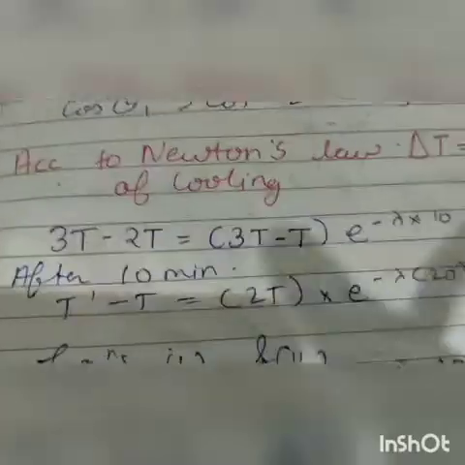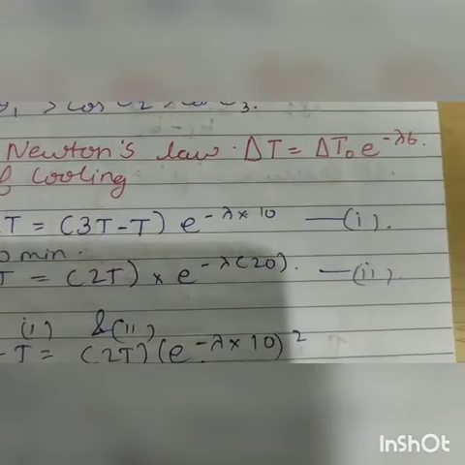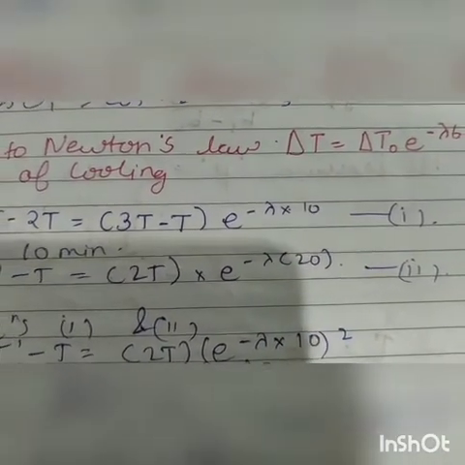Now question number 16. A body cools from a temperature 3T to 2T in 10 minutes. The room temperature is T. Assuming Newton's law of cooling is applicable, the temperature of the body at the end of next 10 minutes will be. So as we know that according to Newton's law of cooling, we have delta T is equal to delta T naught e to the power minus lambda t.